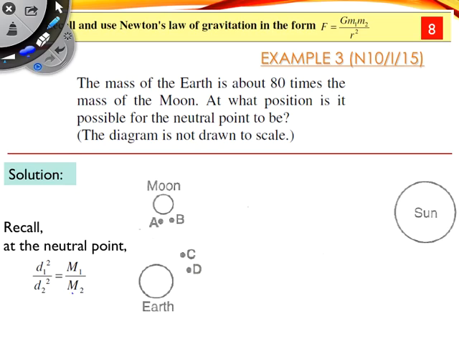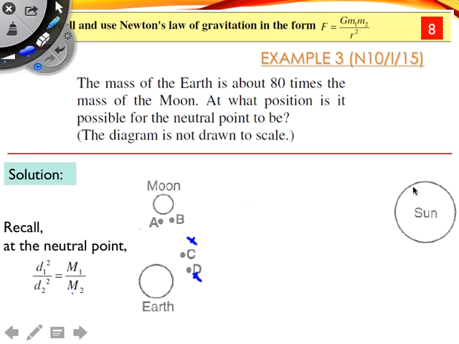So if we consider both Moon and Earth, where do you think their neutral point will be? Just Moon and Earth. Would it be closer to Moon or closer to Earth? Closer to Moon, because Moon is more massive. That rules out C and D already, because C and D are closer to the Earth than to the Moon. You're left with A and B. Which one is the answer?